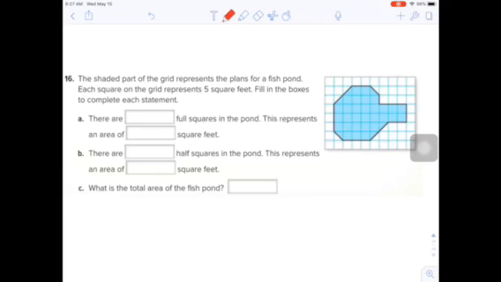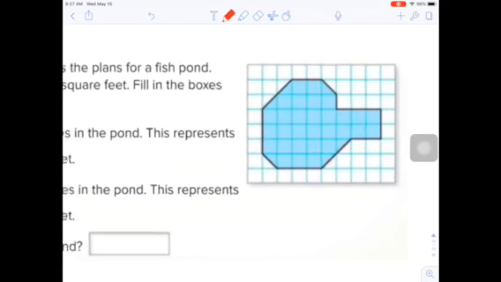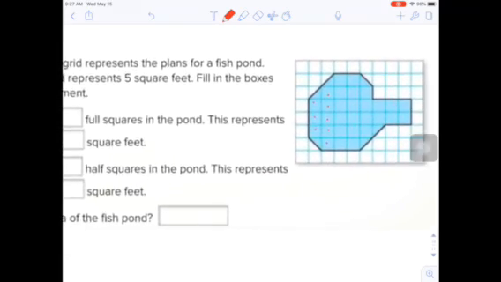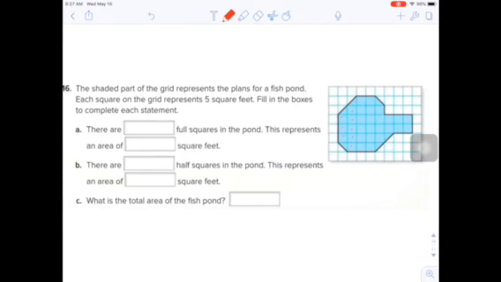So first, there are blank full squares in the pond. So what you're going to want to do is go to the pond and count how many full squares. I like to put a little mark in them. Okay, so go ahead and do that. Pause the video. Okay, so if you count those all, I got 30 full squares. So this would represent an area of how many square feet?